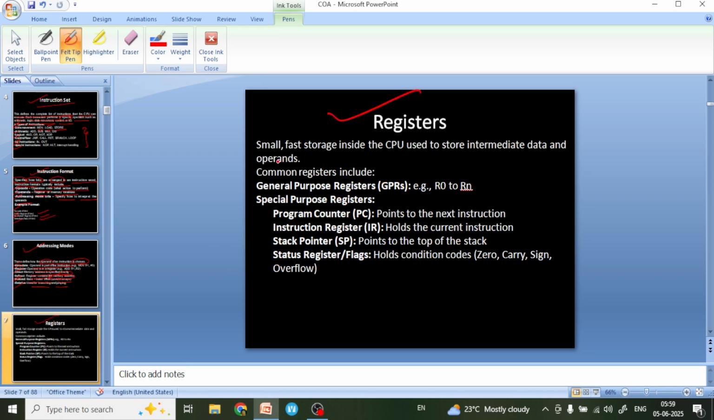Next is registers, small fast storage inside the CPU, which is used to store immediate data and operands. Some common registers include general purpose registers and special purpose registers. In general purpose registers, we use, for example, R0 to Rn. Special purpose registers include the program counter, instruction register, stack pointer, and status register or flags. The program counter points to the next instruction, and the instruction register holds the current instruction. The stack pointer points to the top of the stack, and the status register or flags hold condition codes like zero, carry, sign, and overflow.